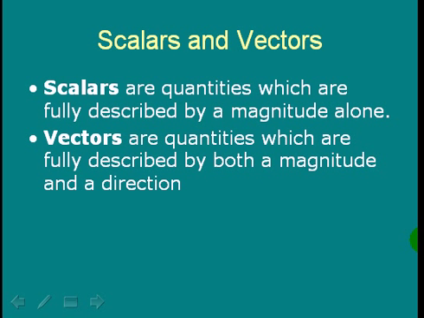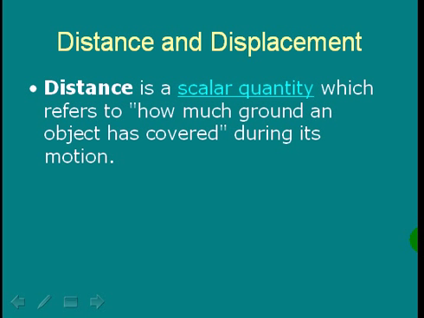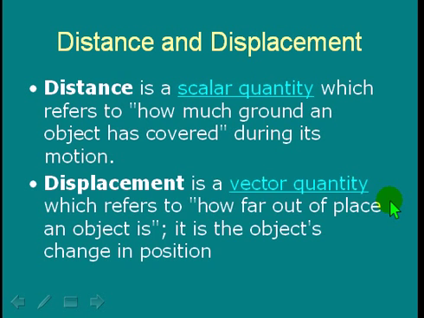So a great example of that is distance and displacement. You may not be familiar with the word displacement, but a distance is a scalar quantity. It's how much ground an object has covered. Now here's the difference. A displacement is a vector quantity which shows you how far it's out of place. It's the object's change in position. It's not just the distance covered, it's also in what direction it's covered.